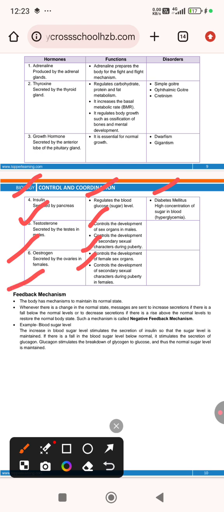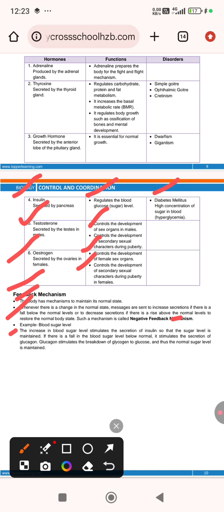Feedback mechanism. The body has mechanisms to maintain its normal state. Whenever there is a change in the normal state, messages are sent to increase secretion if there is a fall below the normal level, or to decrease secretion if there is a rise above the normal level. It restores the normal body state. Such a mechanism is called negative feedback mechanism.